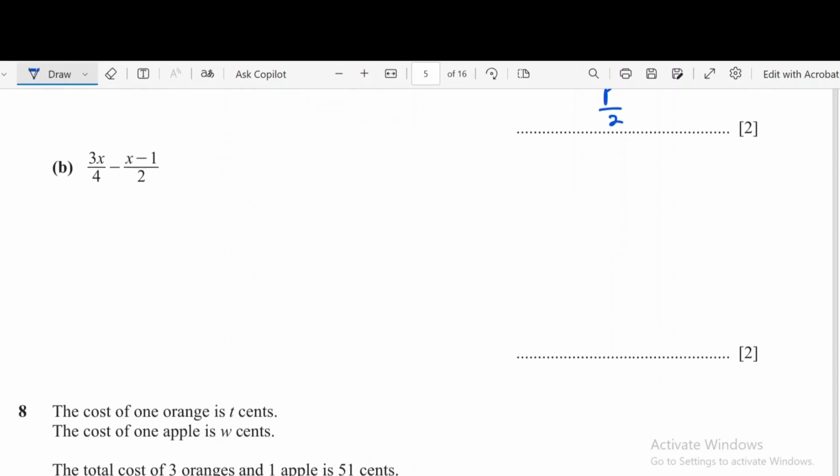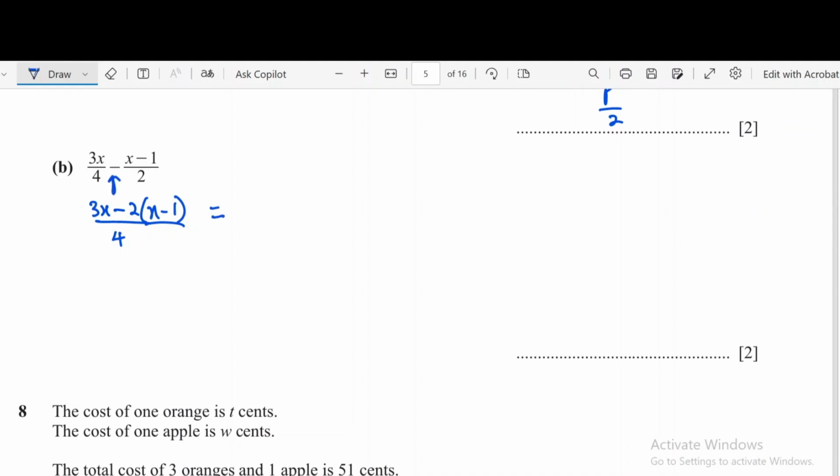For the b part, just go straight here. The LCM is 4 because 2 can also divide 4. So now if you divide 4 by 4, you have 1. 1 times 3x is 3x. Divide 4 by 2, you have 2. Keep it out, and we take the bracket here. But remember to use bracket here because of this sign.